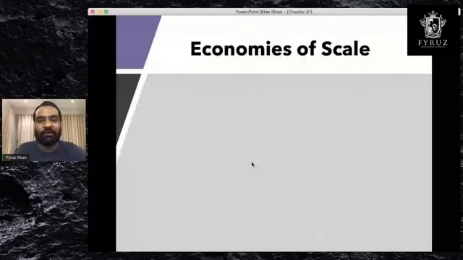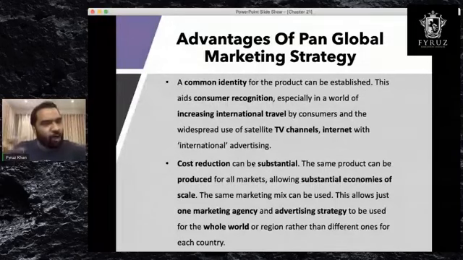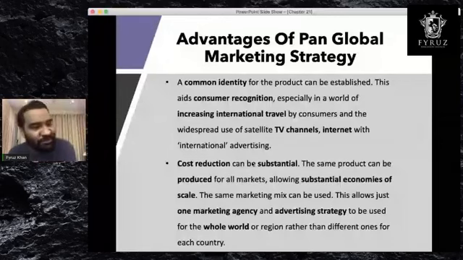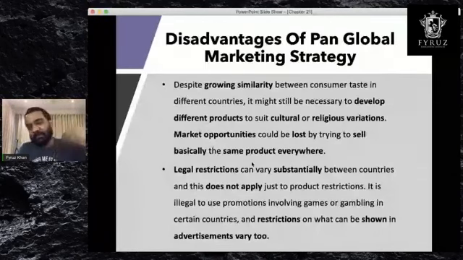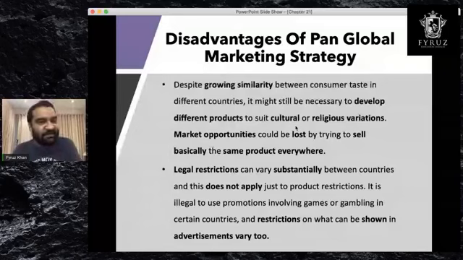The two advantages are: it forms a common brand identity, a common consumer recognition. Second, you will enjoy economies of scale because for the whole world, you're making just one product. There are no changes, so your costs will be less per unit. We have given you an example. But the disadvantage is that there are differences and you're not taking them into account. Second, there may be different kinds of legal restrictions in different countries. So think about that.